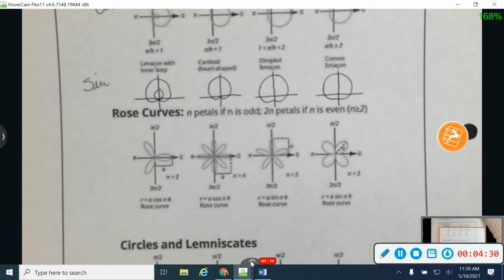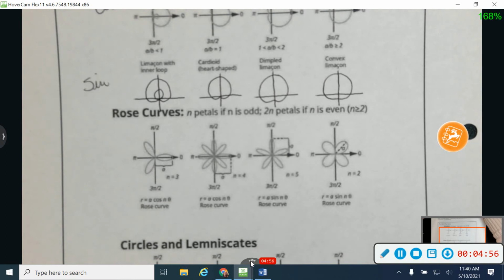If the number in front of theta is even, Jenny's going to point over to her right for me. Nope, that way. Yep, there you go. That number is even. If the number is even, then you want to multiply by 2. So 4 times 2 gives me 8. I have 8 petals. So if the number in front is odd, that's the number of petals that you have. If it's even, then you multiply by 2.